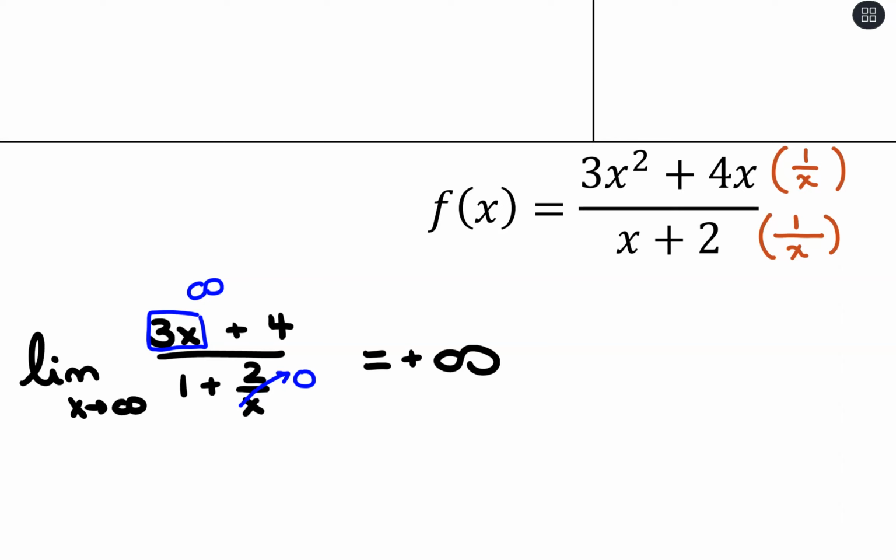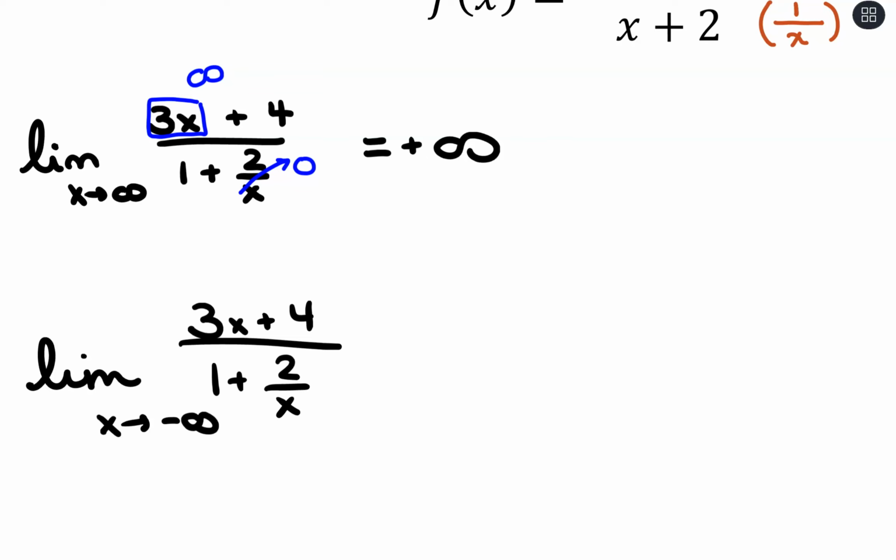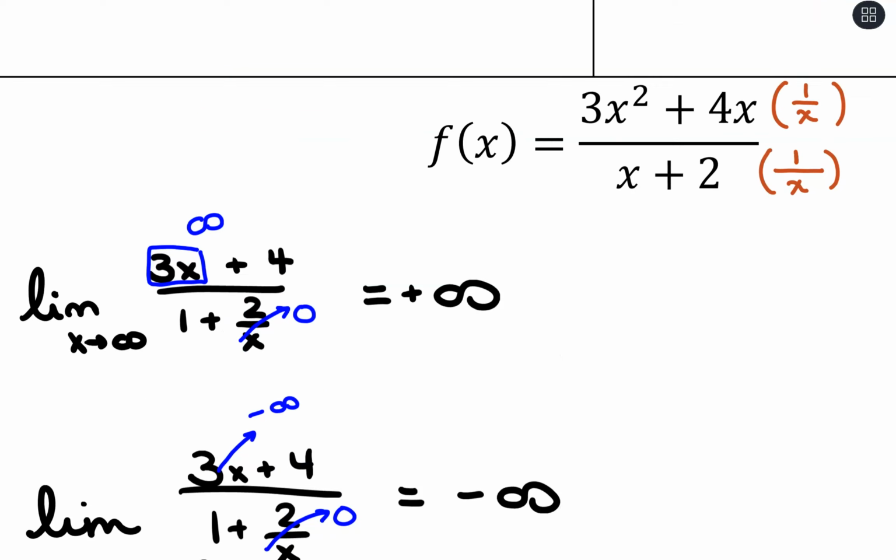So we're going to get a positive infinity for that side, and then the limit as x approaches negative infinity for this 3x plus 4 over 1 plus 2 over x. As we plug in infinity, that 2 over x still goes to 0, and that 3x is going to negative infinity. Negative infinity plus 4 is still negative infinity, and then dividing by a positive 1, that's all going to be a negative infinity. And with these, you can always graph this function here and see that it works.